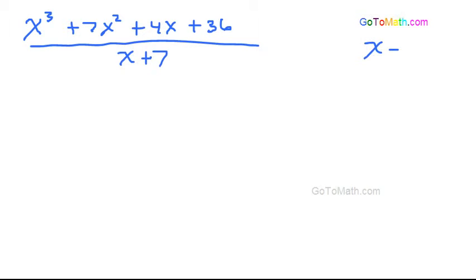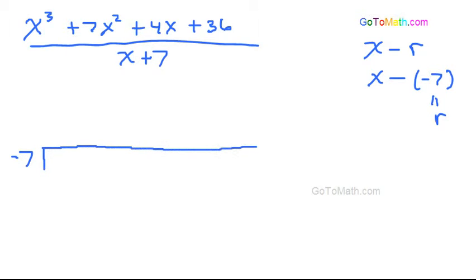Alright, so remember we need it in this form here, so we're going to end up writing it like x minus a minus 7, where this is going to be our r here. So we have negative 7. Writing our coefficients in, we have a 1, 7, 4, and 36. So we want to take that 1, bring it diagonally down. Negative 7 times 1 is negative 7. We add these together, we get 0.